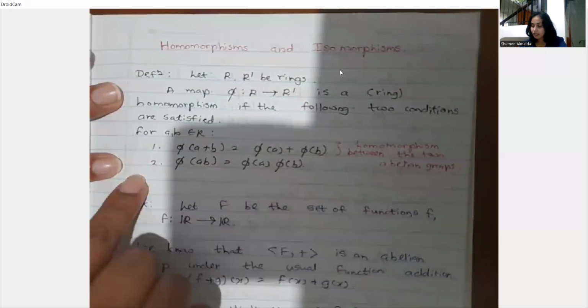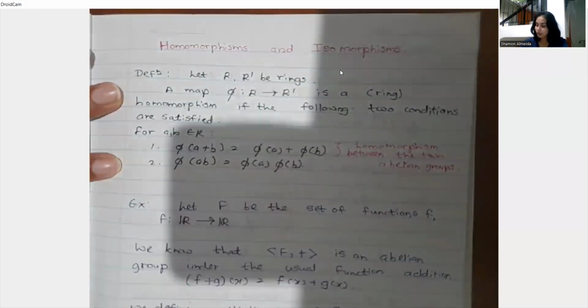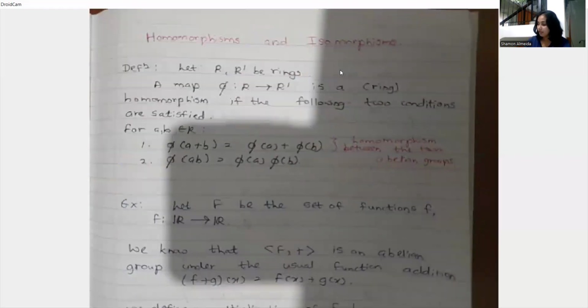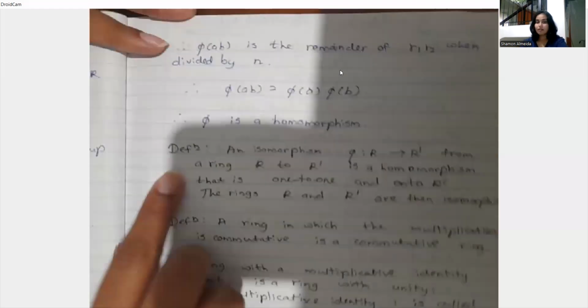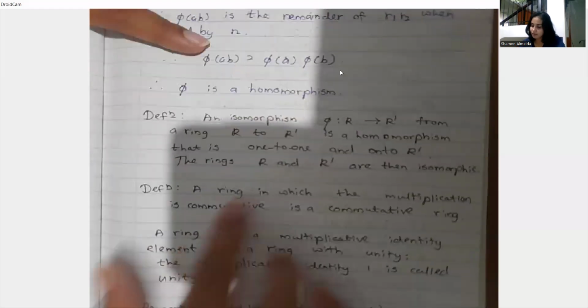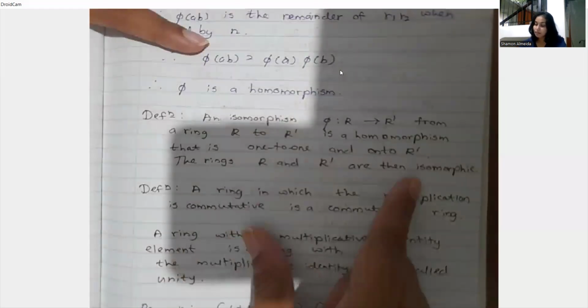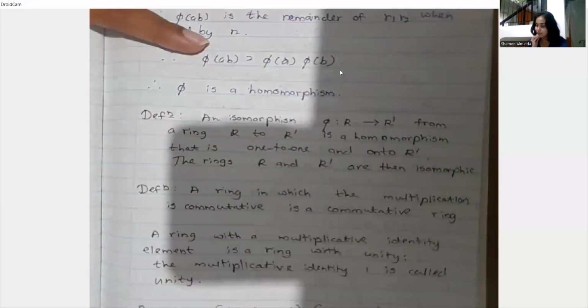And then the second condition, which relates to multiplication: phi of ab is equal to phi of a times phi of b. Then we went over some examples. And we say that such a mapping is an isomorphism if it is bijective, so that phi is a ring homomorphism as well as a bijection. In that case, we call it an isomorphism.